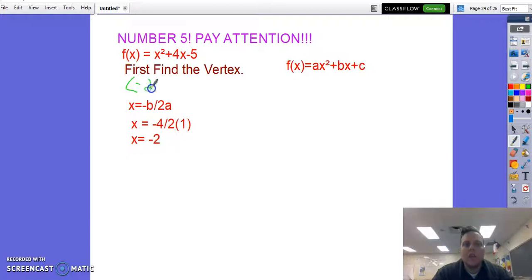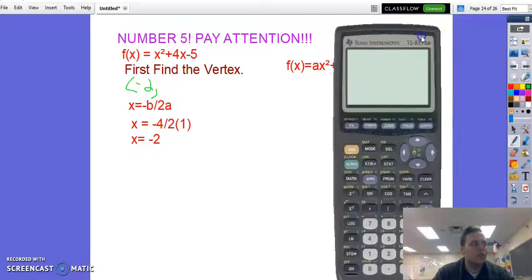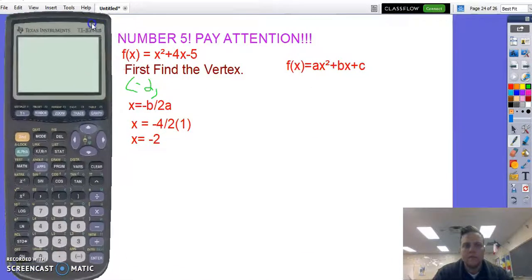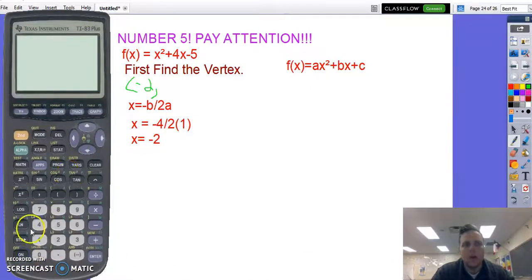So then the question might be, how do I go about finding the y value? What you do is you take this negative 2 value and you plug it in for x in both positions up here. Let's let a calculator do this number crunching for us. Now, this is key.